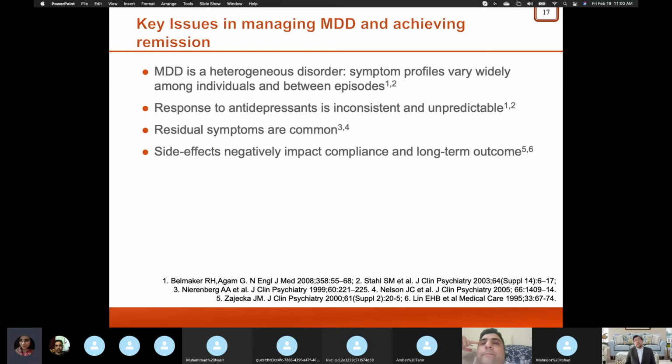It's unfortunately complicated. Now, key issues in managing MDD and achieving remission. One, MDD is a heterogeneous disorder. Symptom profiles vary widely among individuals and between episodes. Response to antidepressant is inconsistent and unpredictable. Residual symptoms are common. Side effects negatively impact compliance and long-term outcome.